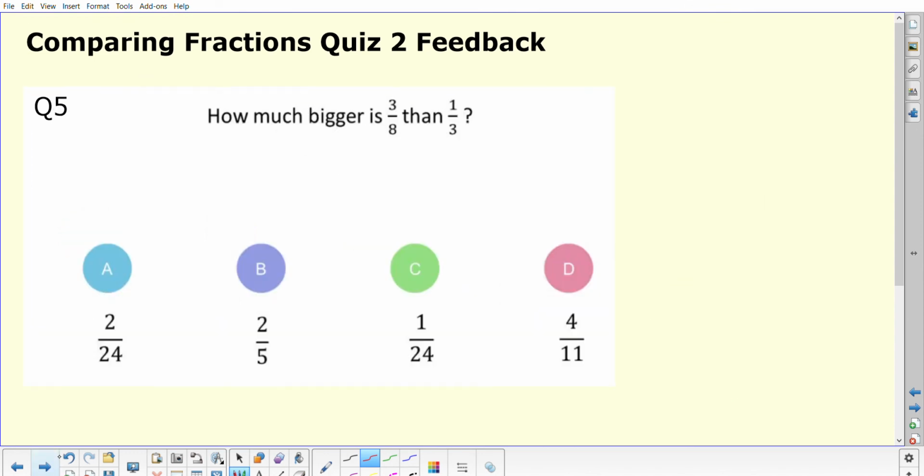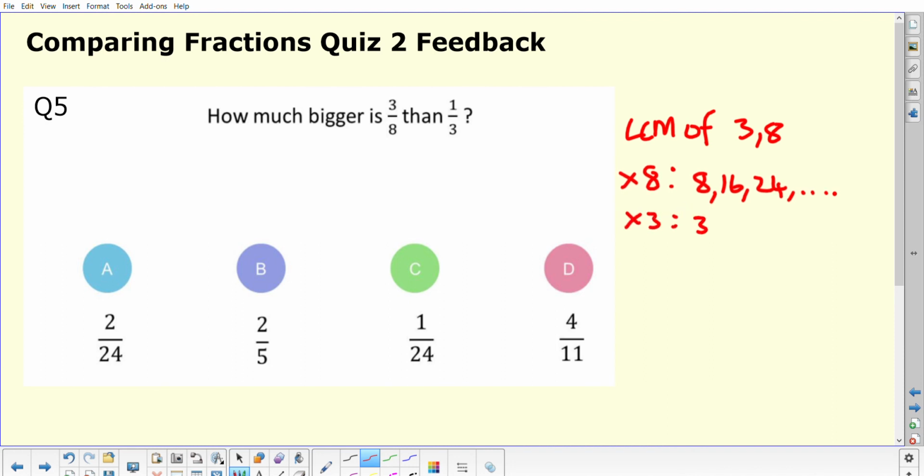Right, last question. How much bigger is 3/8 than 1/3? And again, to compare them, we need to get the bottom numbers to be the same. So you're looking for the lowest common multiple of 3 and 8. So that's the first number that's in your 8 times table and in your 3 times table. Pick the bigger number, so 8, 16, 24. Hopefully you recognise that 24 is also in the 3 times table: 3, 6, 9, 12, 15, 18, 21 and then 24. So our lowest common multiple is 24.